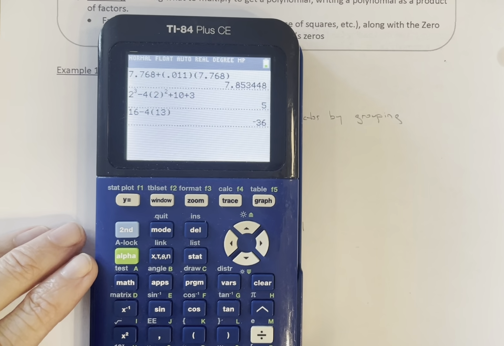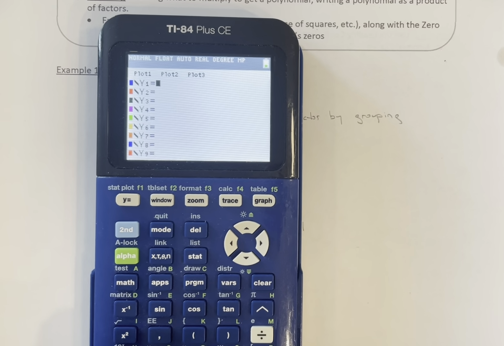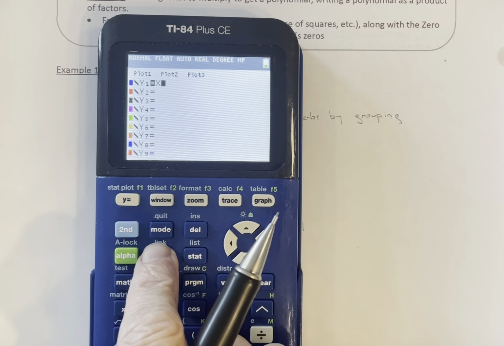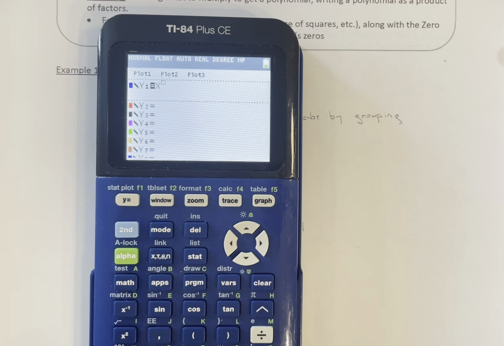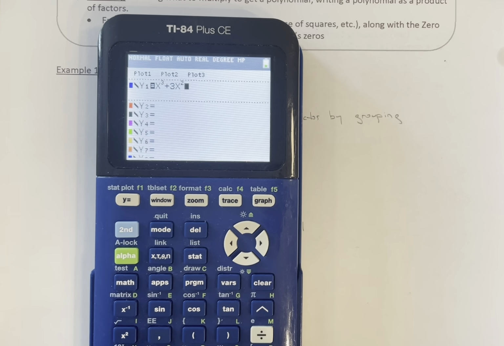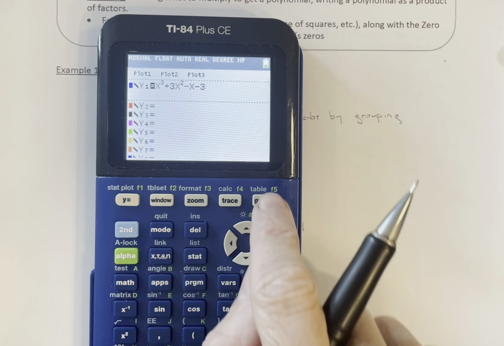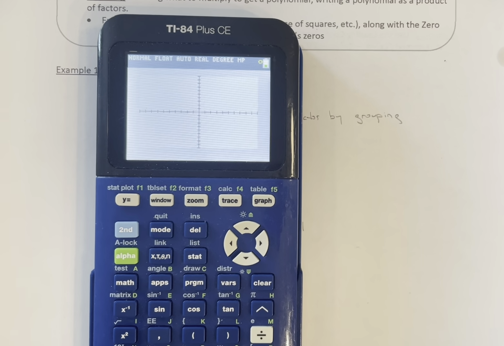Okay, so I'm going to go into y equals, and my function was x cubed plus 3x squared minus x minus 3. I'll press graph and get my standard form and take a look at it. Okay, so there they are.